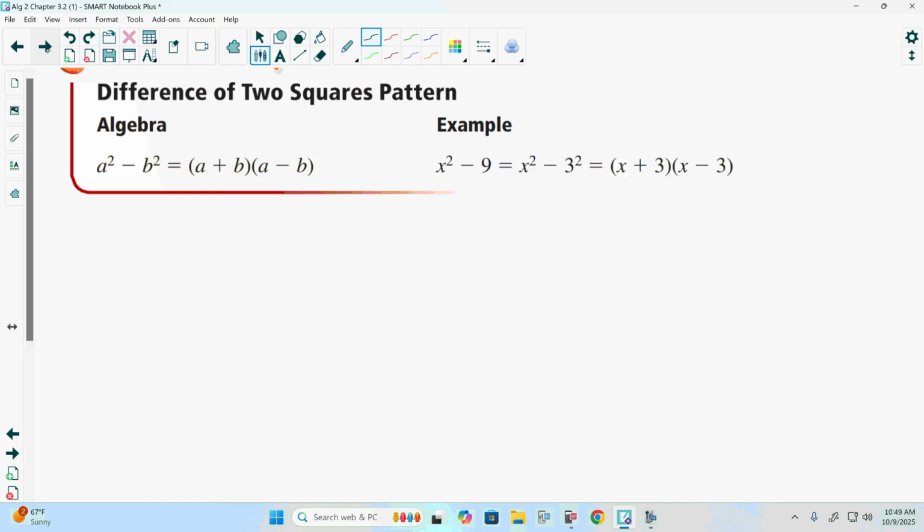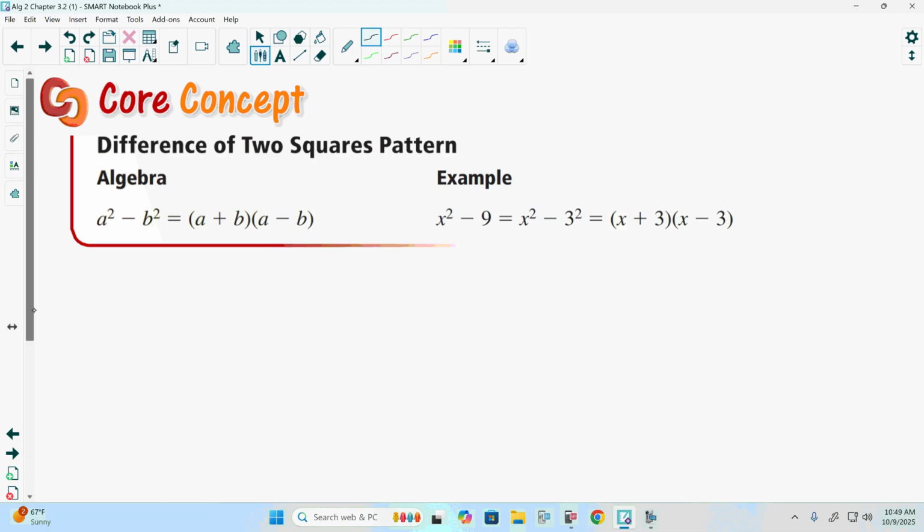Now the one I do think is good to look at is our perfect difference of two squares. If I have two terms being subtracted and they're perfect squares, I can rewrite it as a term times itself. It's going to come in the form of a minus b times a plus b. If we look at x squared minus 9, x times x is x squared. What times itself is 9? Well, 3 and 3. So we can say it's x squared minus 3 squared. So we get x plus 3 and x minus 3.